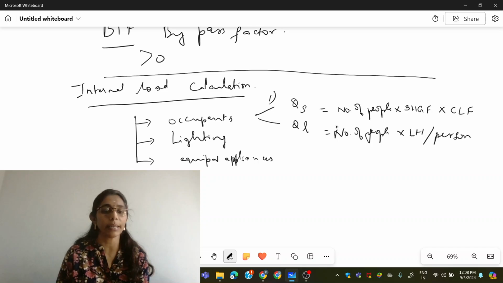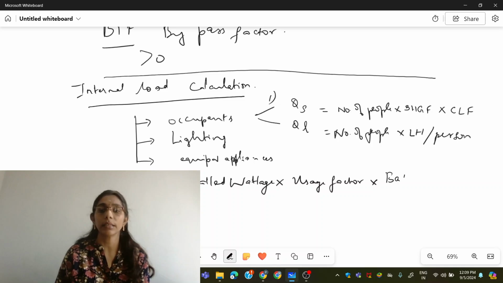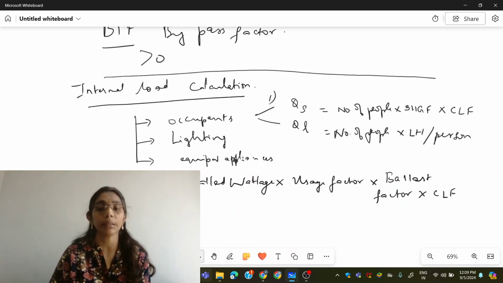The second one is due to lighting. When you calculate for lighting there is no latent heat, there is only sensible heat. This is calculated using the formula: installed wattage, that is, the watt that is specified for your light, into usage factor, I'll tell you what it is, into ballast factor, that also I'll tell you. I'm just listing it out here and then I'll brief each one in detail. And next, of course, you have the CLF, which you know better than me.